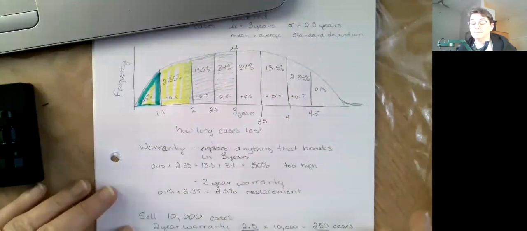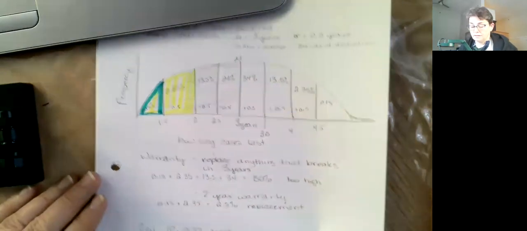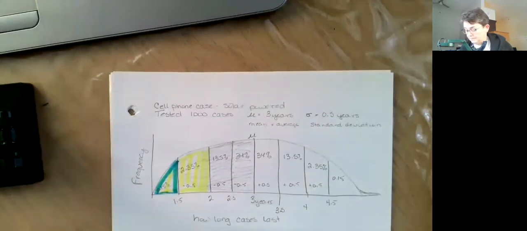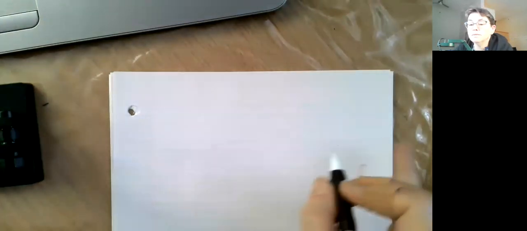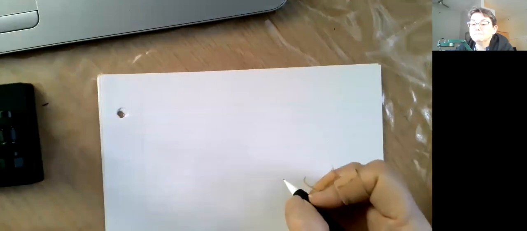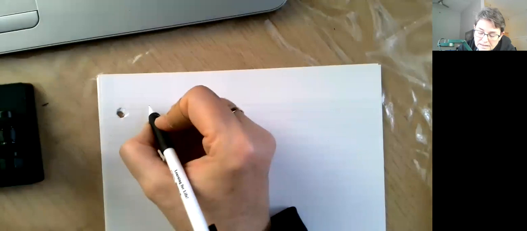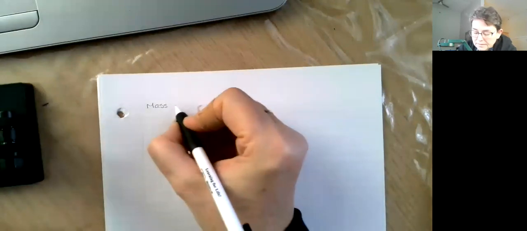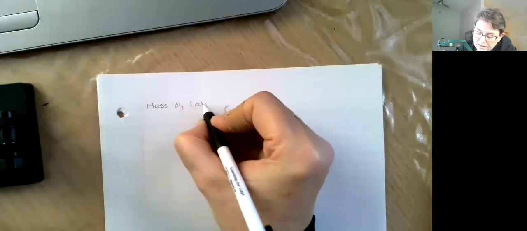I'm going to do one more. Okay, just for practice. And you don't even have to, now we're going to make something up on the fly. Okay, let's say the mass or weight, Labrador Terriers.